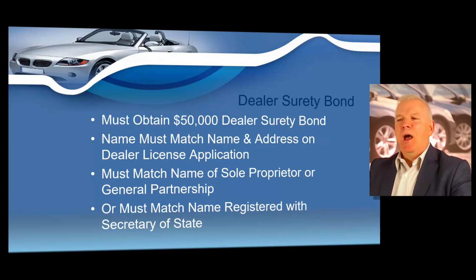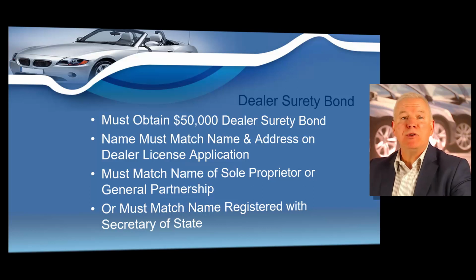Dealer surety bond. You must obtain a $50,000 dealer surety bond in order to obtain a Texas used motor vehicle dealer's license. The surety bond is used for replenishing funds used to compensate retail purchasers of motor vehicles. The name and address on the dealer surety bond must match exactly the name on the dealer application filed with the Texas Department of Motor Vehicles.